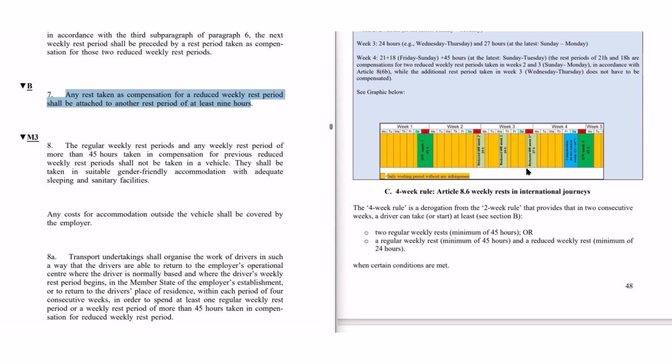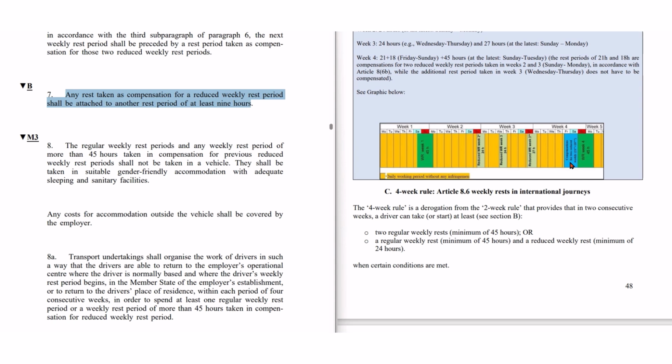of compensation. This compensation must be completed before the next 45-hour rest begins, meaning, you need to calculate when that rest would begin and attach the 39 hours of compensation beforehand. Also, any compensation period must be linked to a rest of at least 9 hours. I've mentioned this before. Now for the social component of the rule.